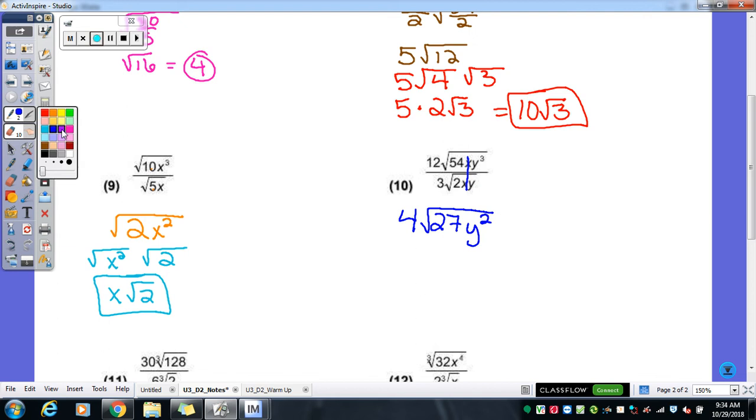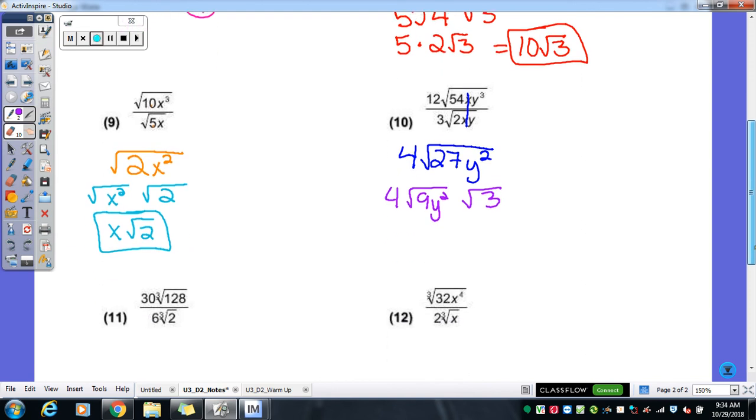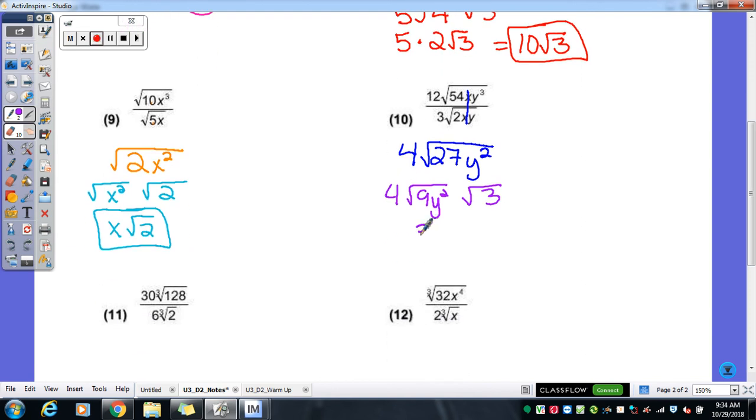So now what's our perfect square that goes into 27? 9. So we've got 9y squared, and then we've got a radical 3. So the square root of 9y squared would be 3y. We'd still have that radical 3 after it because that's not a perfect square, so that stays in the little house. 4 times 3y gives us 12y radical 3. So that's our final answer.